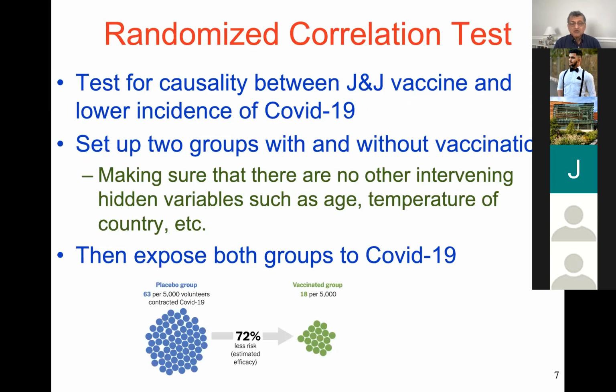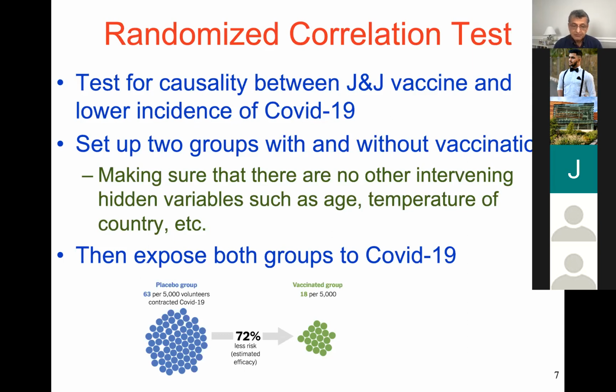And what is the normal way of checking for causality? It would be a randomized controlled test for causality between the Johnson & Johnson vaccine and lower incidence of COVID-19. They set up two groups, with and without vaccination, making sure that there are no other intervening hidden variables such as age, temperature, or country. So there are two populations, the blues and the greens, and then both groups are exposed to COVID-19.